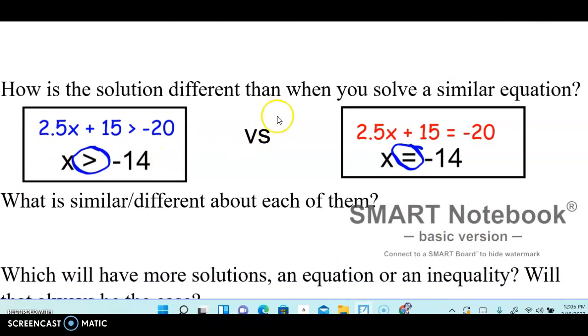Now, how is the solution different than when you solve similar equations? The equation on the left is an inequality. The equation on the right is an equation. The equation on the right only has one answer, but the equation on the left has more than one. It has an infinite number. That's what makes it an inequality.